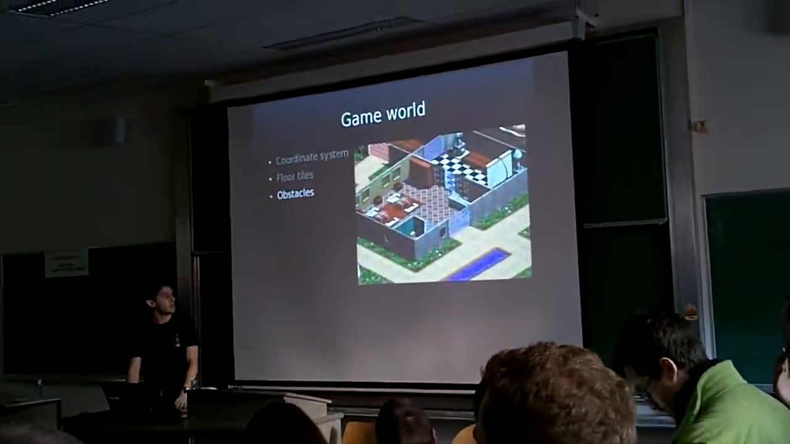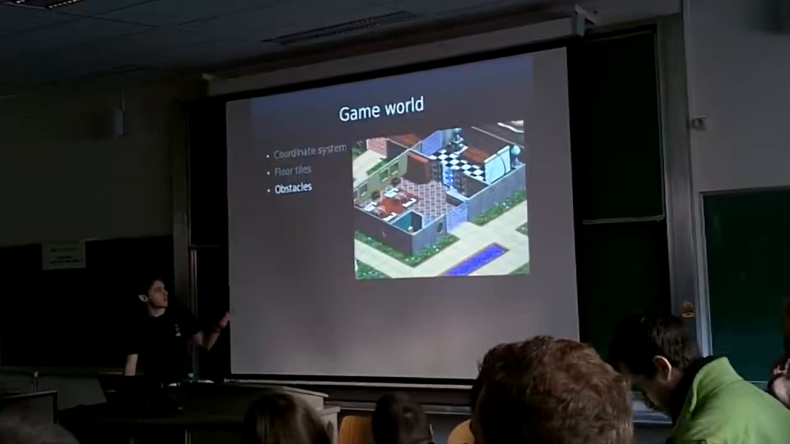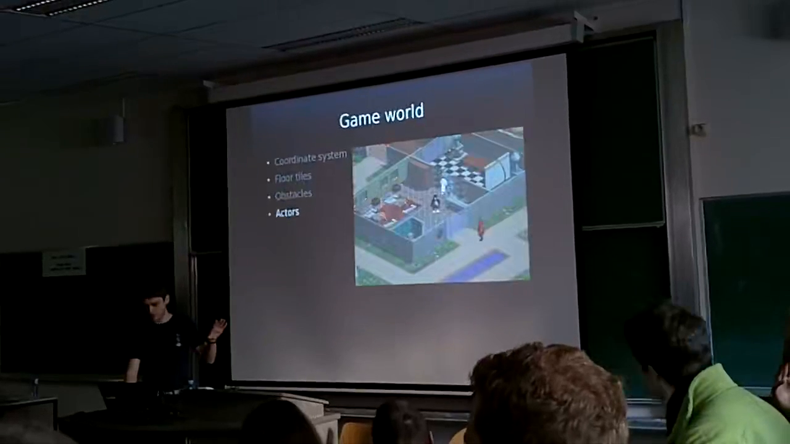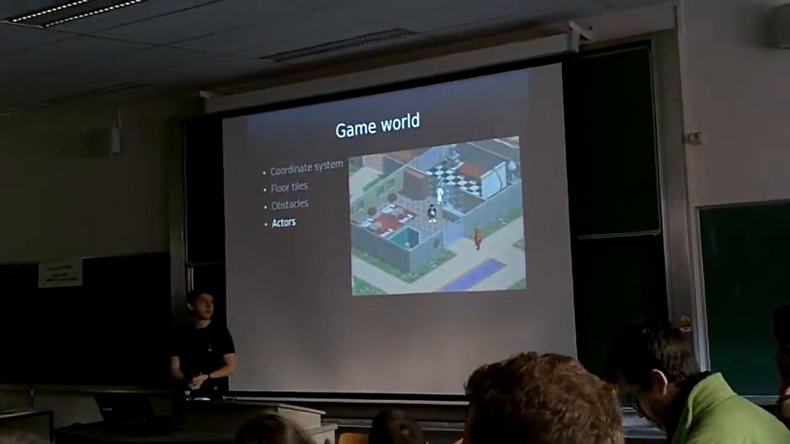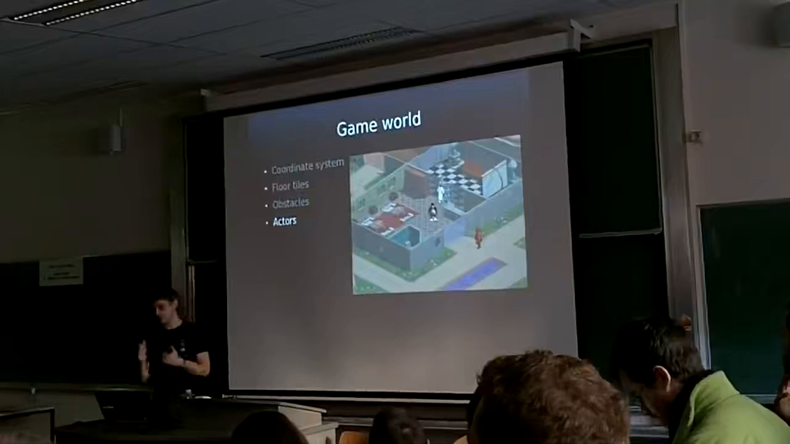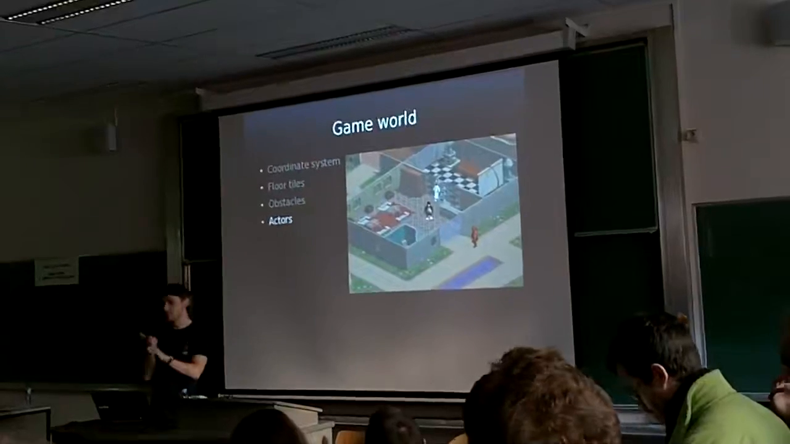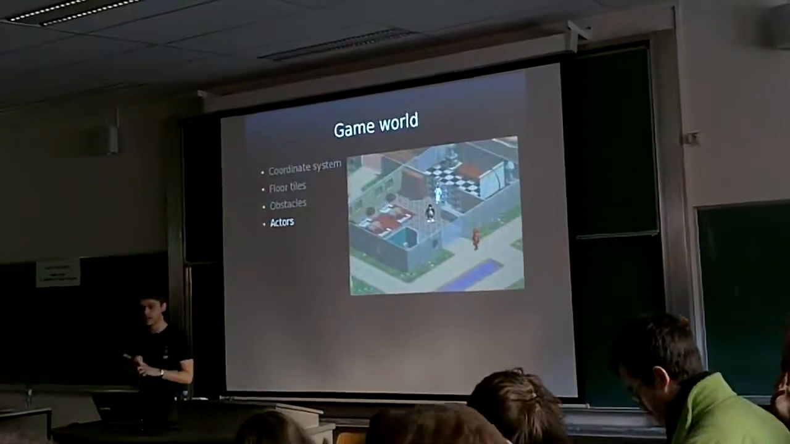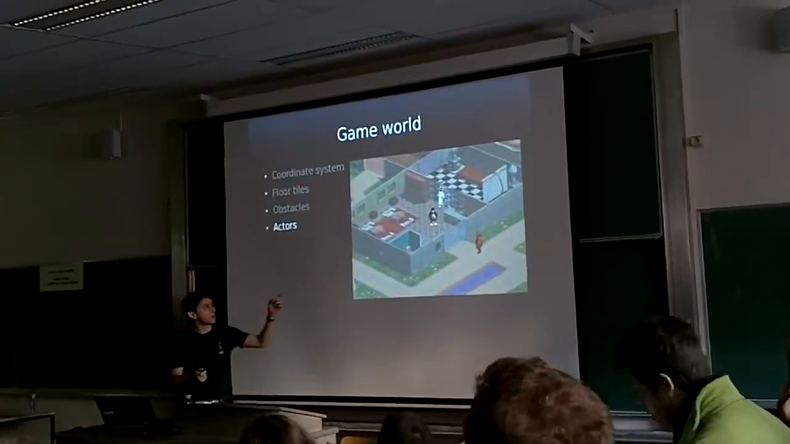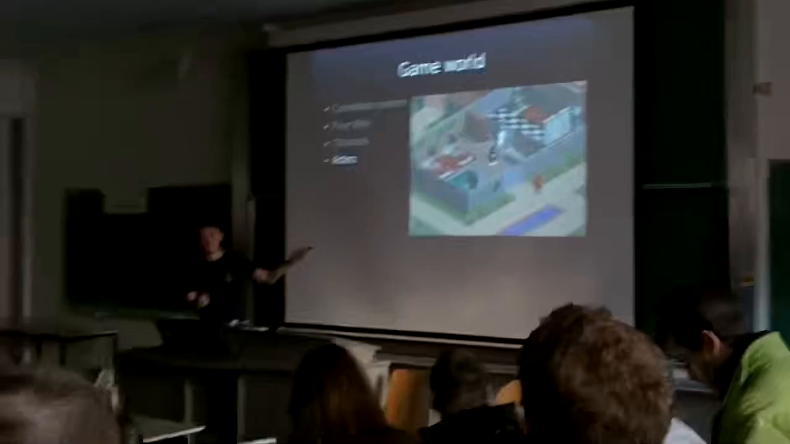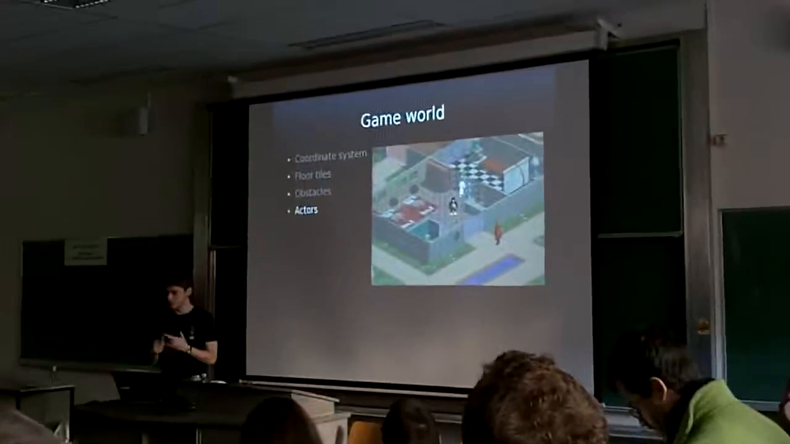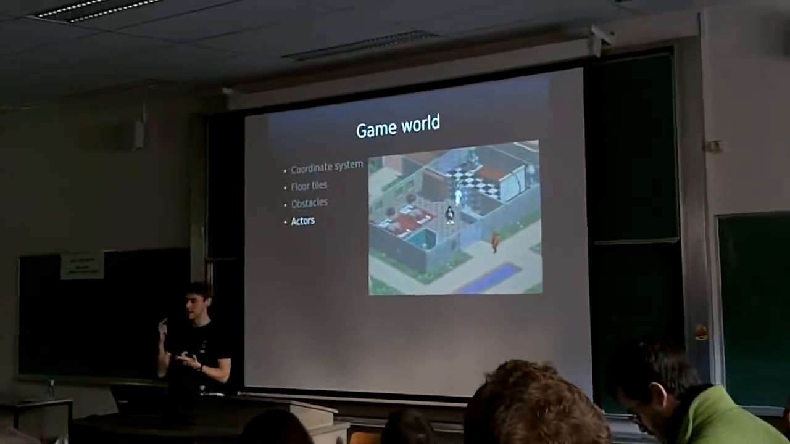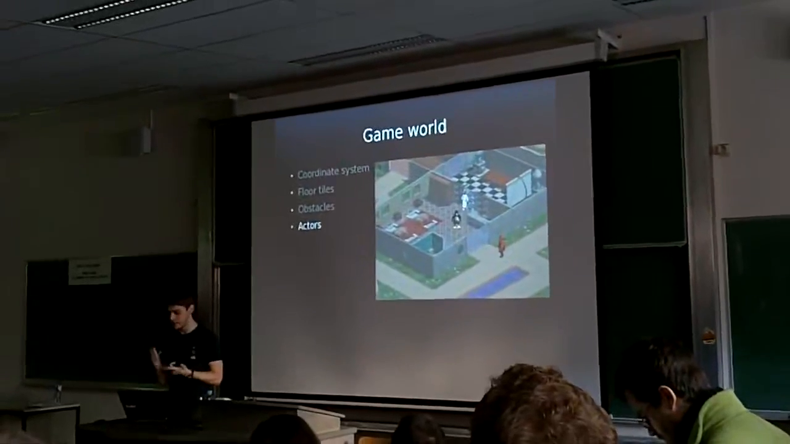Here you can see the floor tiles and the obstacles. So this is the base world, and on top of that we add the notion of actors. An actor is simply an element which has graphics, a physical presence, and the ability to initiate actions in the world. So you have the player here and two artificial intelligence characters. They have the ability to move, they have the ability to attack, they can initiate dialogues, they can interact with obstacles.